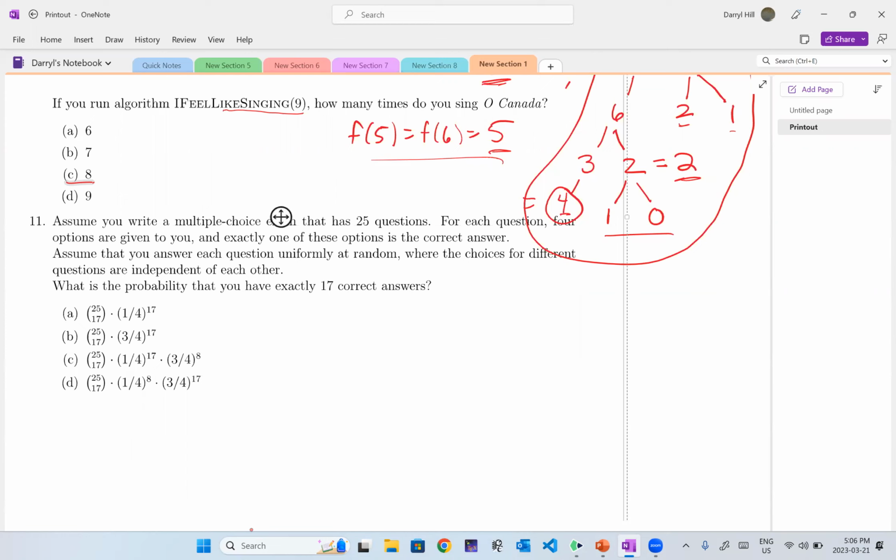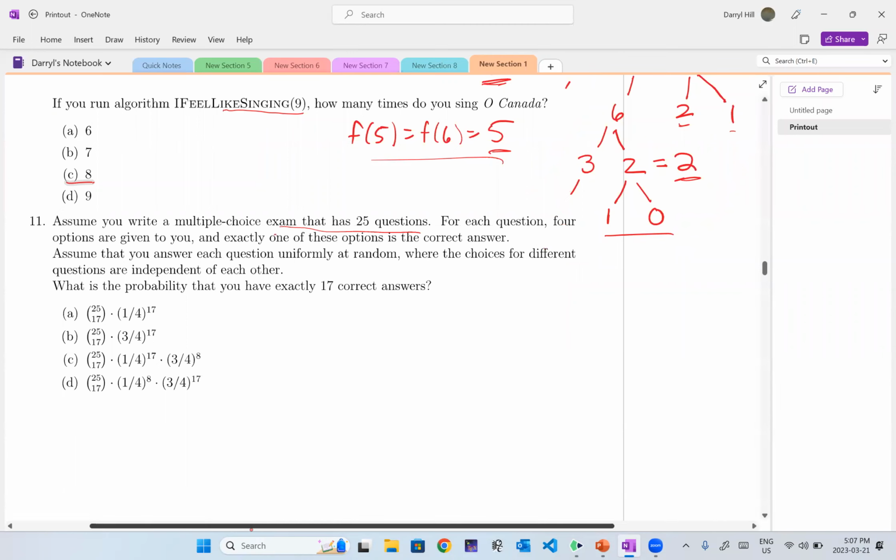All right. So assume we have a multiple choice exam that has 25 questions. For each question, 4 options are given to you, and exactly one of these options is the correct answer. Assume that you choose all random answers. What is the probability that you have exactly 17 out of 25 correct answers?